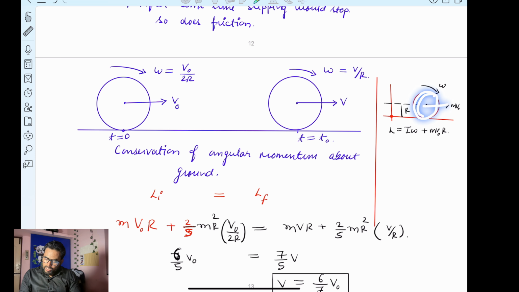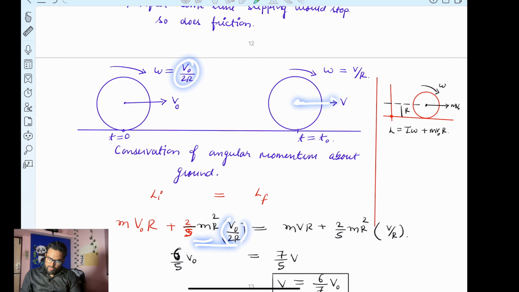So if there is a sphere that is rotating, what would be its angular momentum about the origin? So angular momentum would be its angular momentum about the center, that is I omega, and then the center's angular momentum about the origin. So I omega plus mv naught into r. So that is why we are talking about inertia. How much? 2 by 5 mr square, and 2 by 5 mr square moment of inertia is for what? Solid sphere about the central axis. So 2 by 5 mr square.